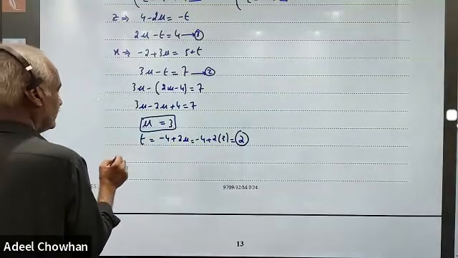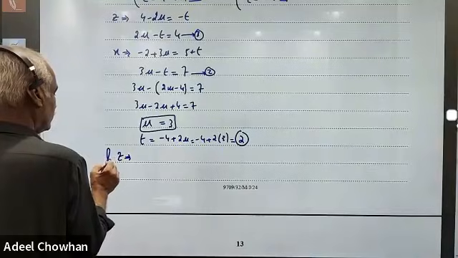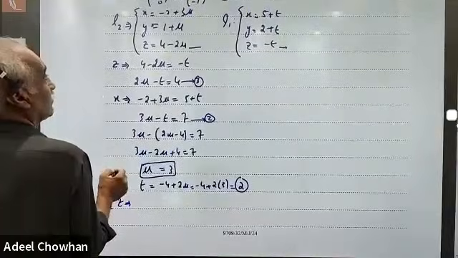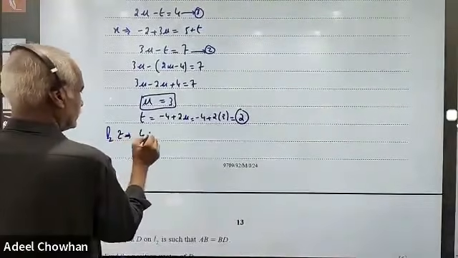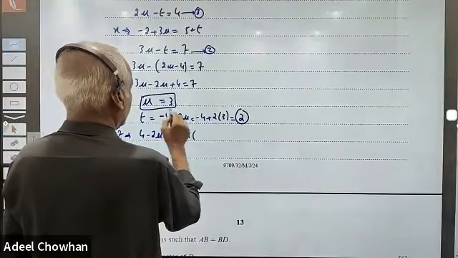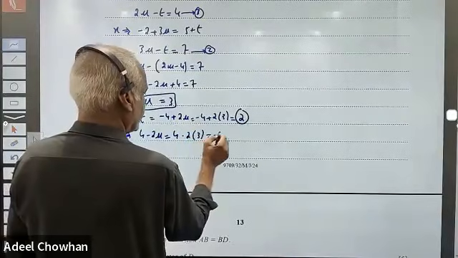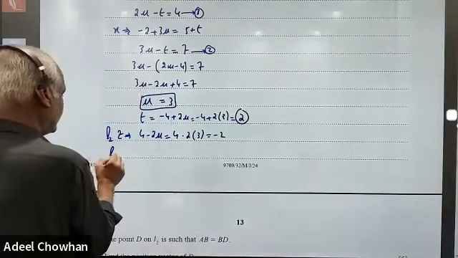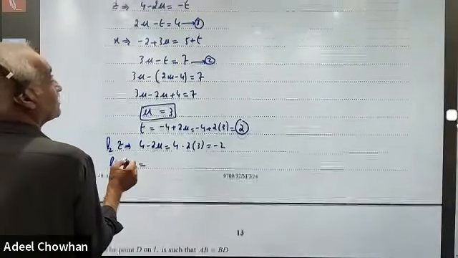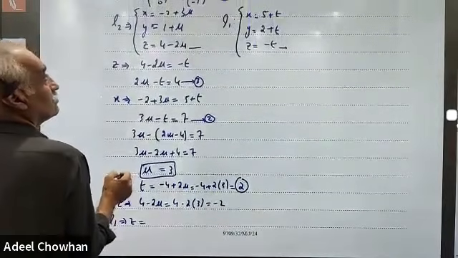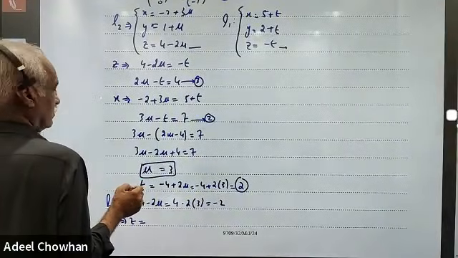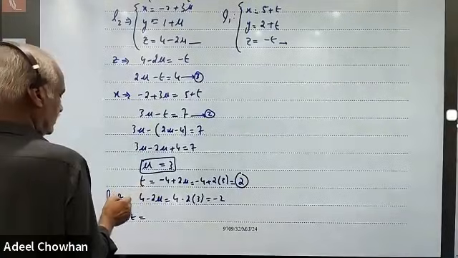Now you can check the z coordinate for the line L2, that is equal to 4 minus 2 mu. So that is 4 minus 2 into the mu value 3. So 4 minus 6 is minus 2. And for the line L1, the z coordinate is basically equal to minus t, which is minus 2. We are going to calculate the y.